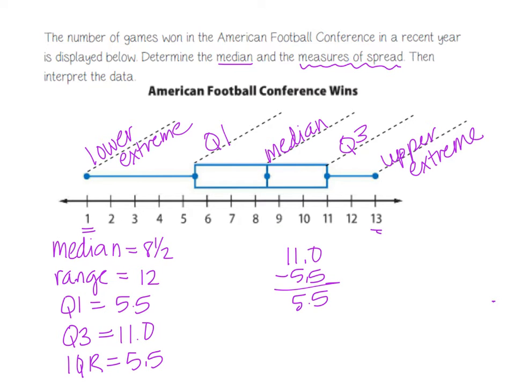In this case, there's no outlier. If I had an outlier, it would be a point out this way. So we're going to go ahead and just mark that and put outlier. And this one has no outlier.